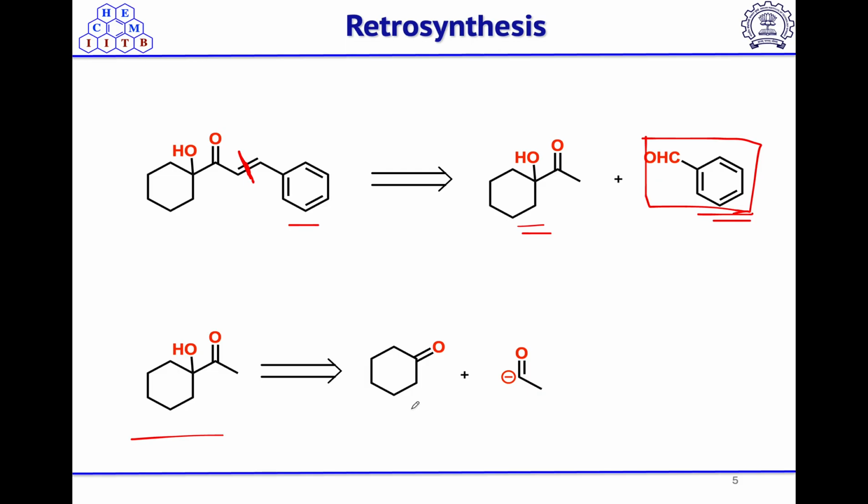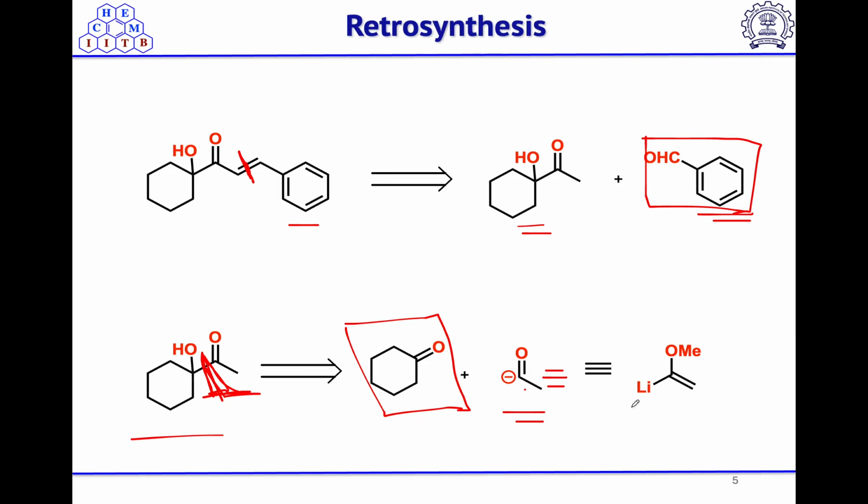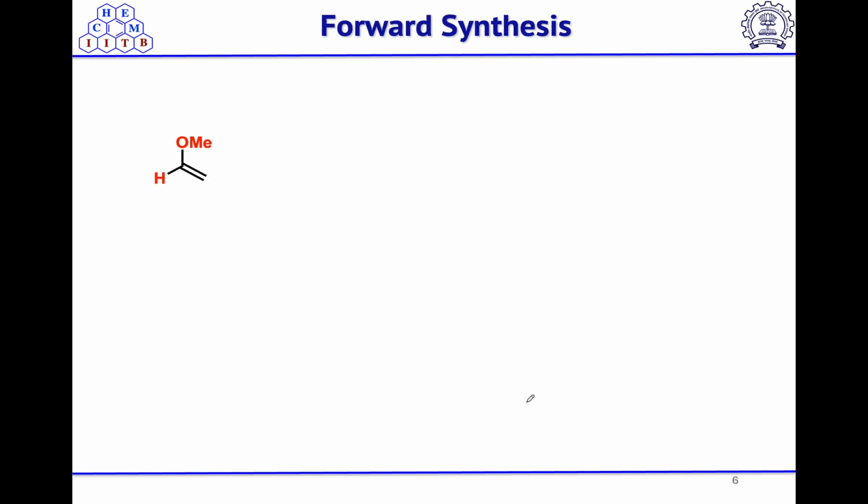So for this molecule, we can think about this carbon-carbon bond disconnection, and that will lead to cyclohexanone and this carbanion. Okay, and what will be the corresponding synthetic equivalent for this carbanion? This will be the corresponding synthetic equivalent, or the reagent that will give this in situ.